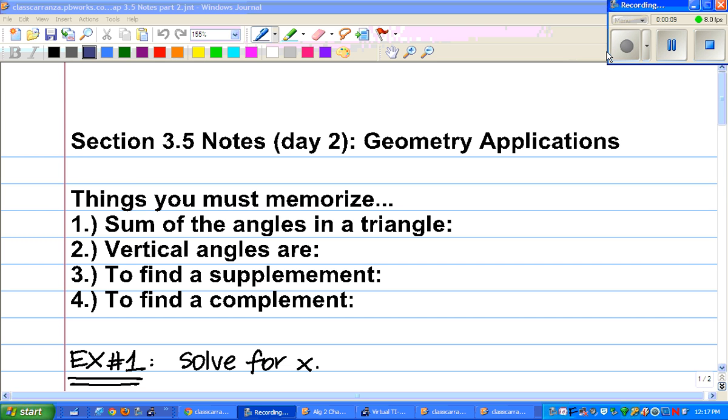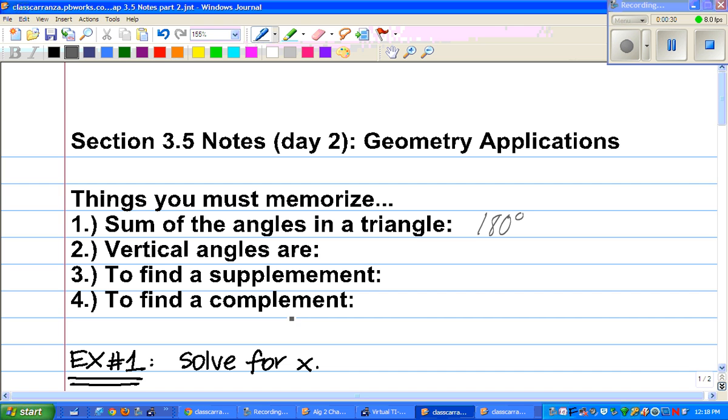Today we're talking about geometry application, so a little review for some of you guys. Now, some things that you need to know before we begin. The sum of the angles in a triangle are 180 degrees.